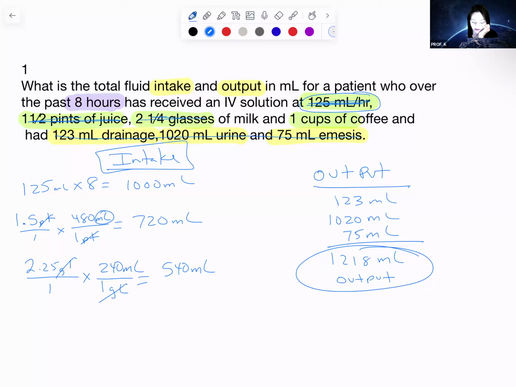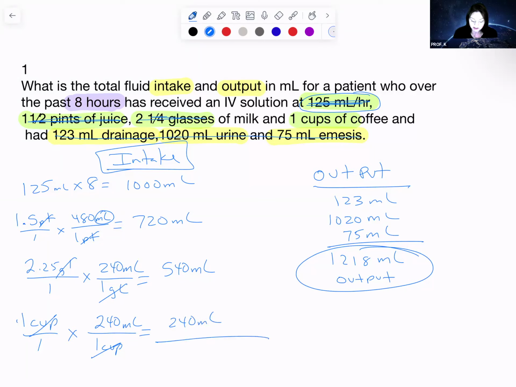1 cup of coffee. 1 cup is how many milliliters? 240 milliliters. Thank you. And I can do this dimensional analysis all day. And the reason why we didn't go over intake and output is because it's just like the one factor. It's just conversions. So 1 times 240 is 240 milliliters.